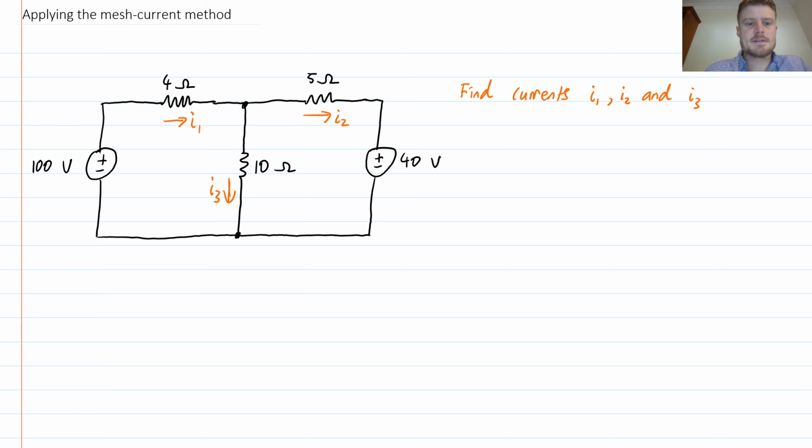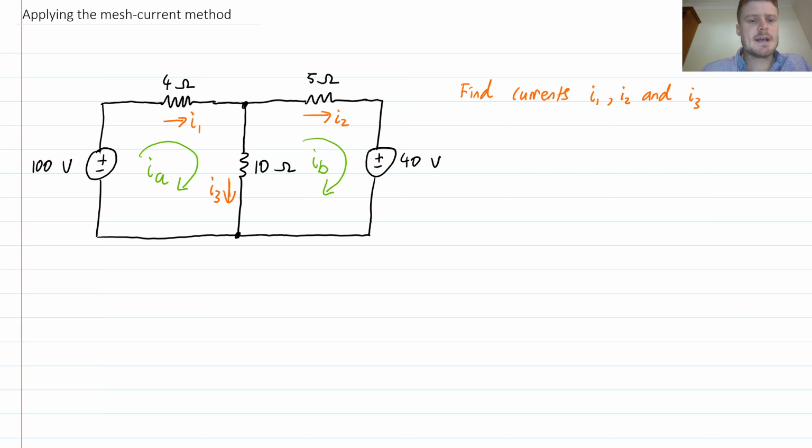So this question asks us to find currents I1, I2, and I3 in the circuit here. And we're going to do this with the mesh current method. To apply the mesh current method, what I need to do is label mesh currents, which will be little circular arrows, for example, as I've drawn here, IA and IB. I usually draw these in the same direction, so it's convenient to get into the habit. So I'm going to draw them in a clockwise direction.